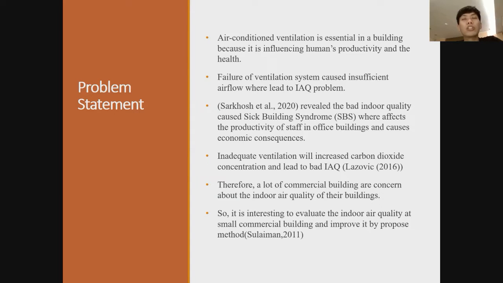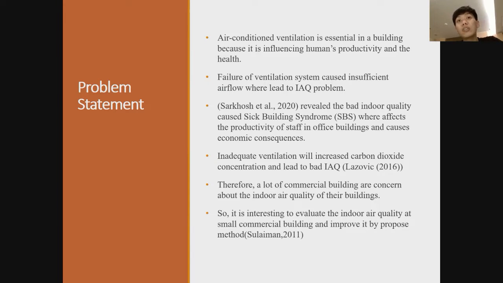In a 2020 review, bad indoor air quality causing sick building syndrome will affect the productivity of staff in office buildings and cause economic consequences. Inadequate ventilation will increase the carbon dioxide concentration and lead to bad IAQ. Therefore, a lot of commercial buildings are concerned about the indoor air quality of the building.